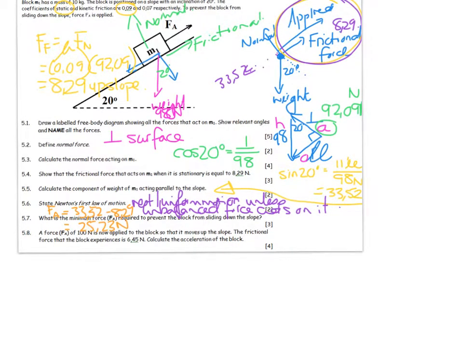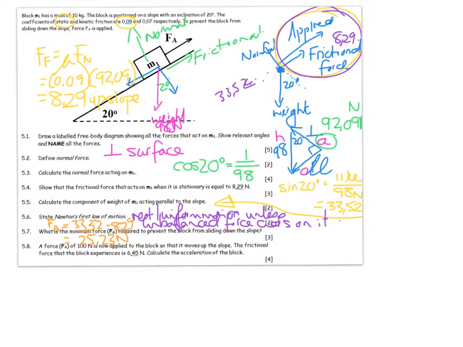A force FA of 100 newtons is now applied to the block so that it moves up the slope. The frictional force that the block experiences is 6,45. You could have worked that out because you could have used the kinetic friction over there and the kinetic frictional coefficient. Calculate the acceleration of the block.